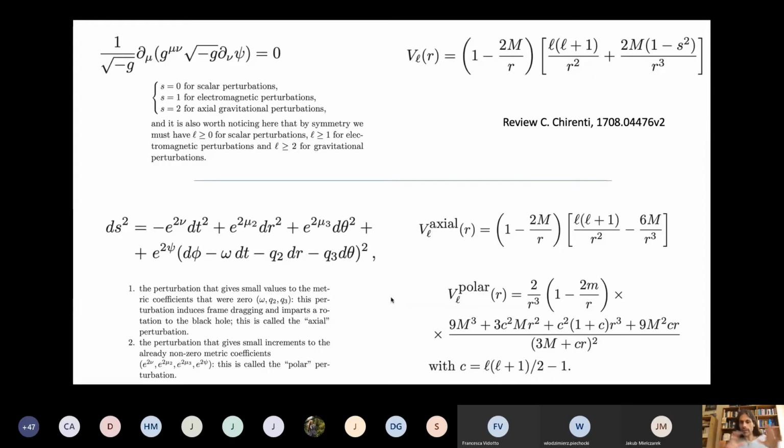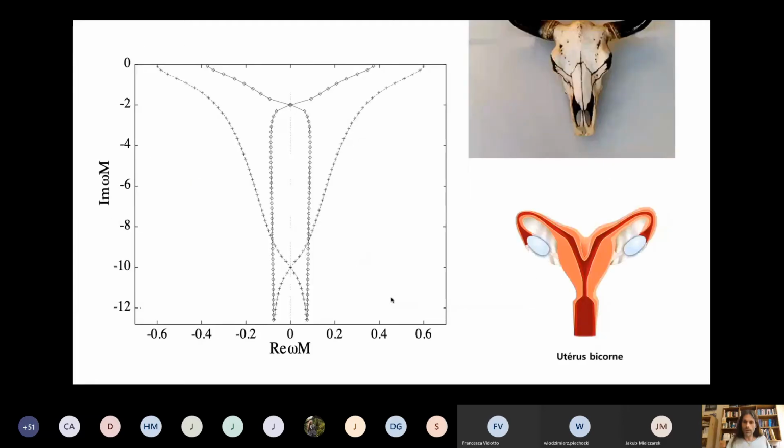They share the same behavior at infinity and at the horizon, but they are obviously not the same functions, but still they lead to the same quasi-normal modes. So this property is known as isospectrality, and it is something quite profound that I will come back to later. So the quasi-normal modes of the Schwarzschild black holes are very well known.